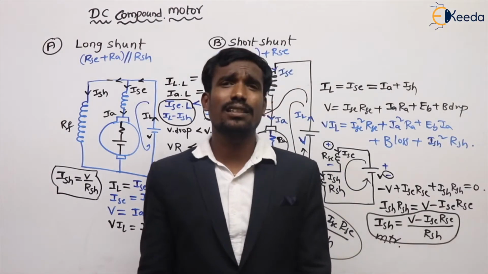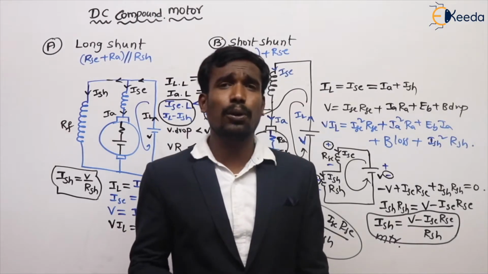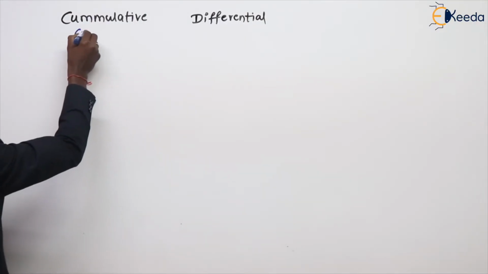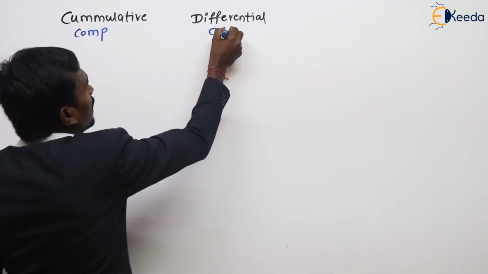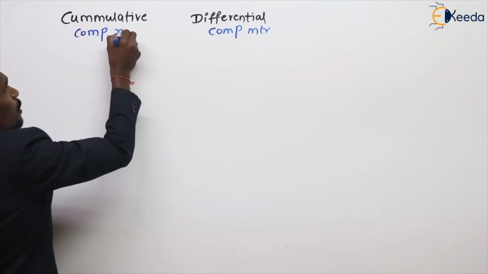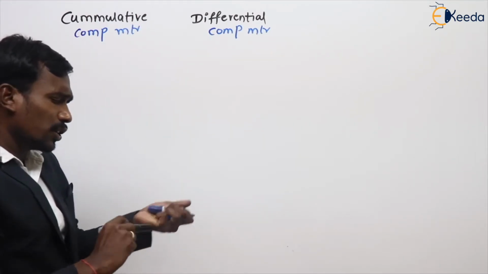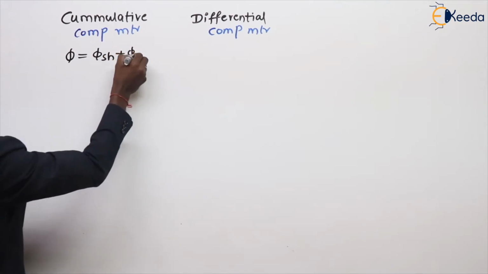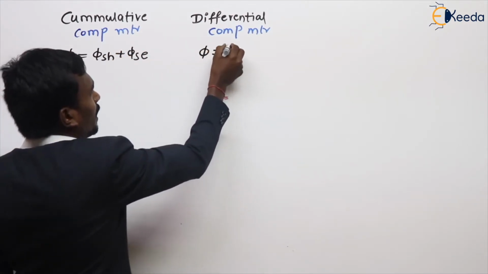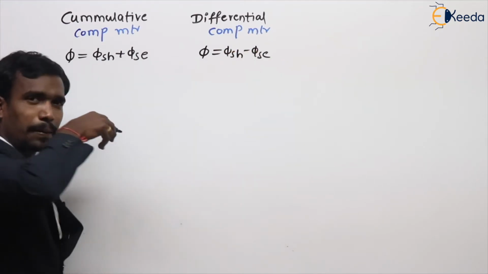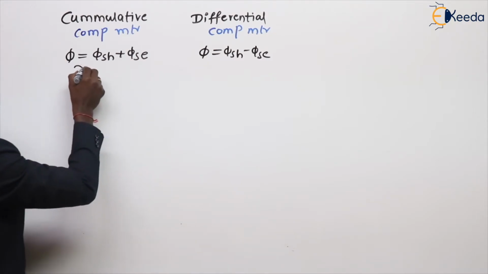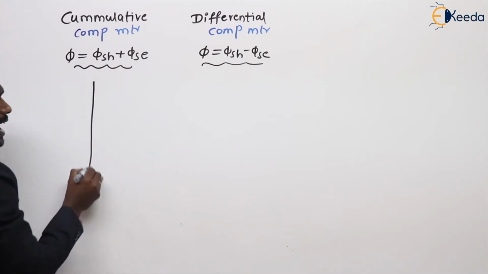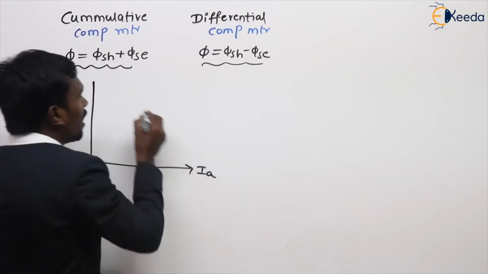What is the next classification? That is the cumulative and differential compound motors. Okay, let's see that. Right. So, cumulative compound motor and differential compound motor. Let's see about these two. We know that for a cumulative compound motor, phi is equal to phi sh plus phi se, but for a differential compound motor, it is phi sh minus phi se. Yes or no? So here the two fluxes are additive, and here the two fluxes are subtractive. Let's draw the graph of IA and the speed.